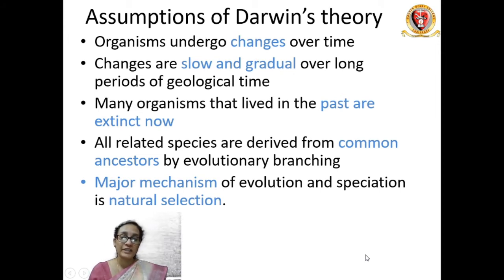He also said that all related species are derived from a common ancestor by a process called evolutionary branching, which we today know as adaptive radiation. And he said the major mechanism, the major driving force behind evolution and speciation, that is the formation of new species, is a process called natural selection.